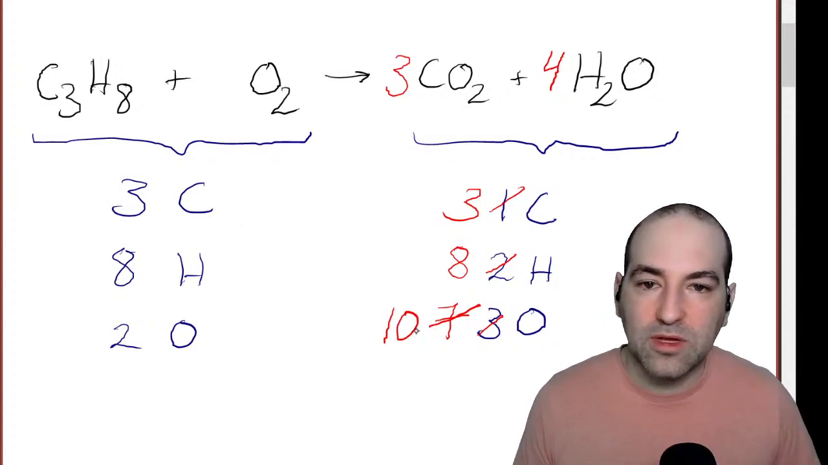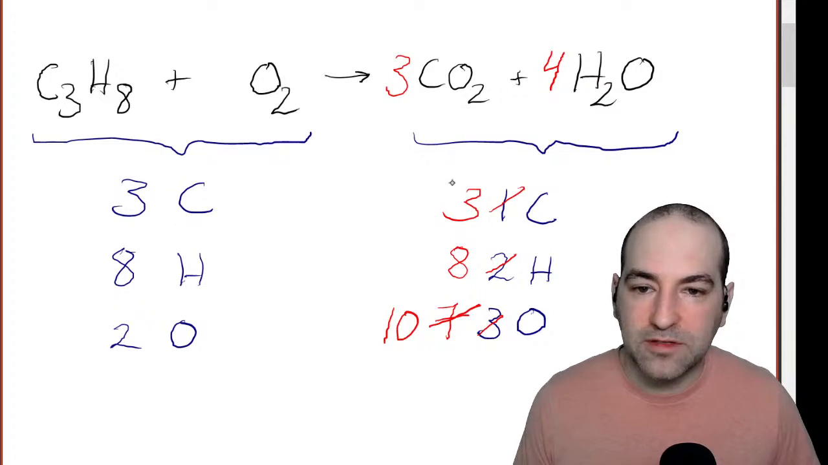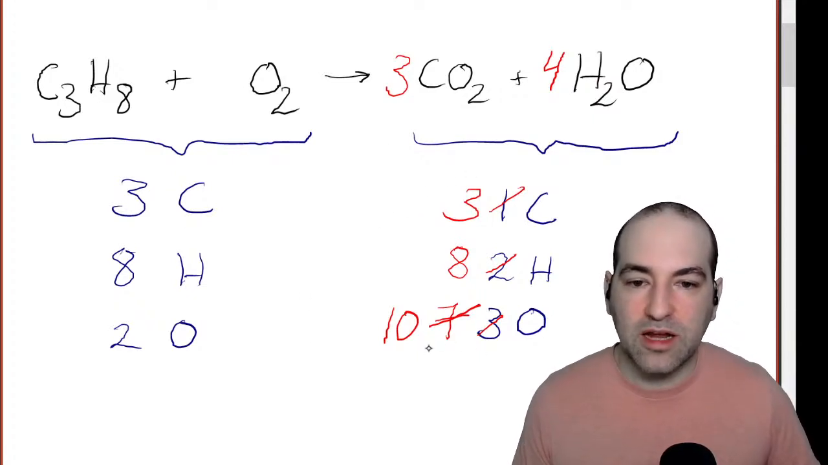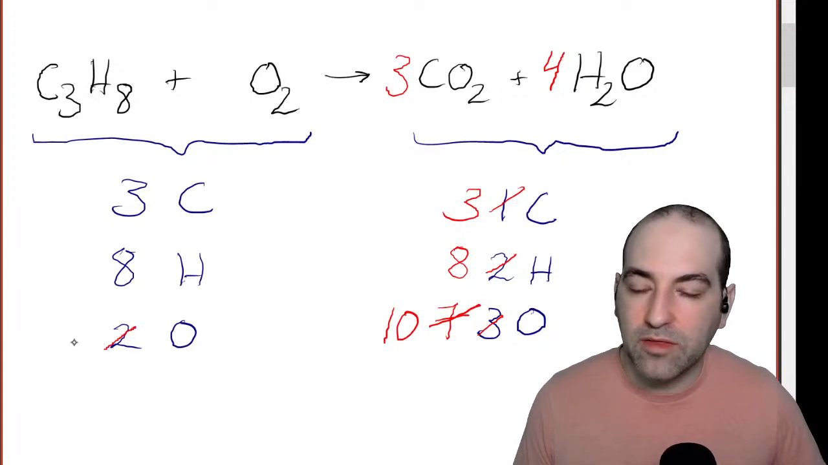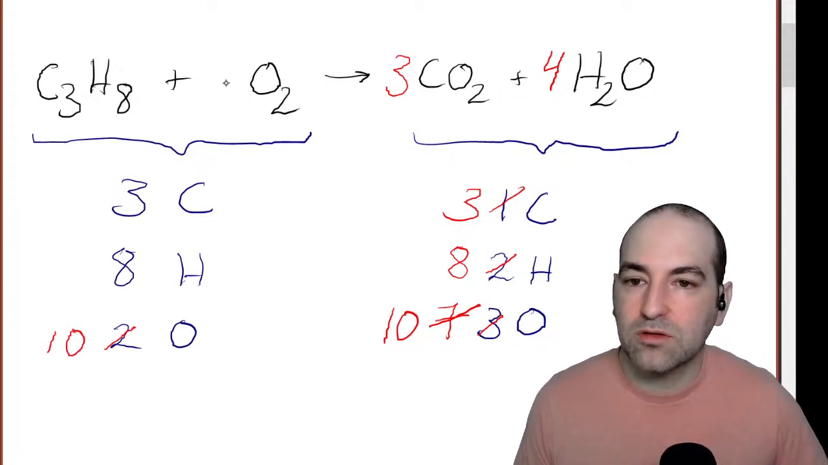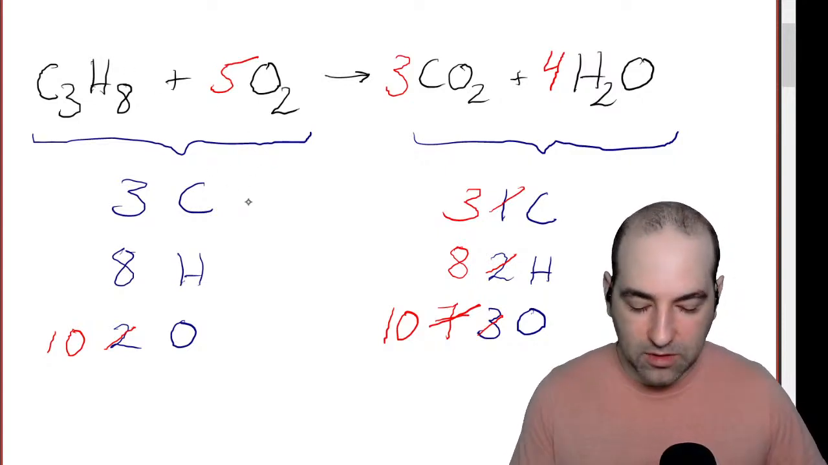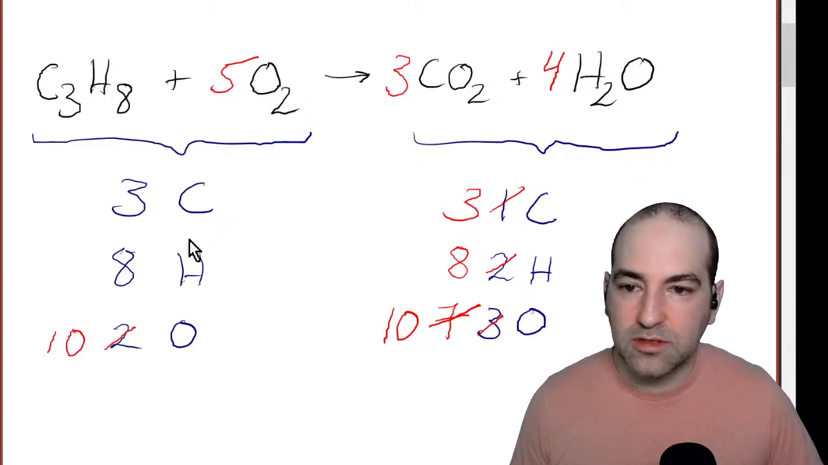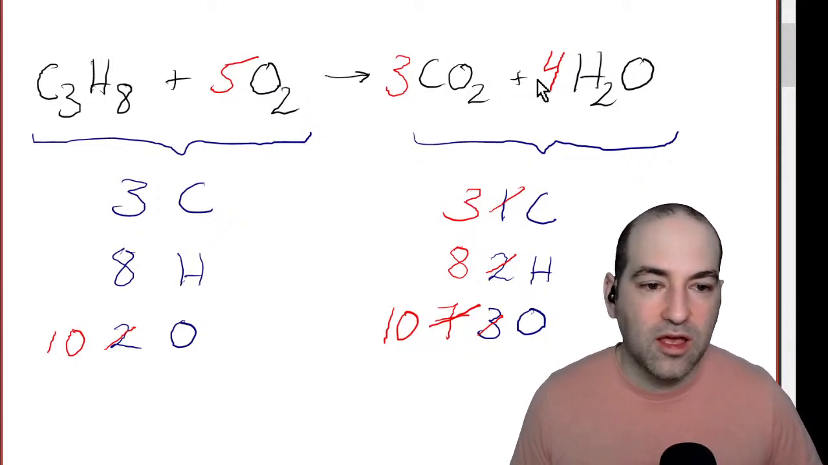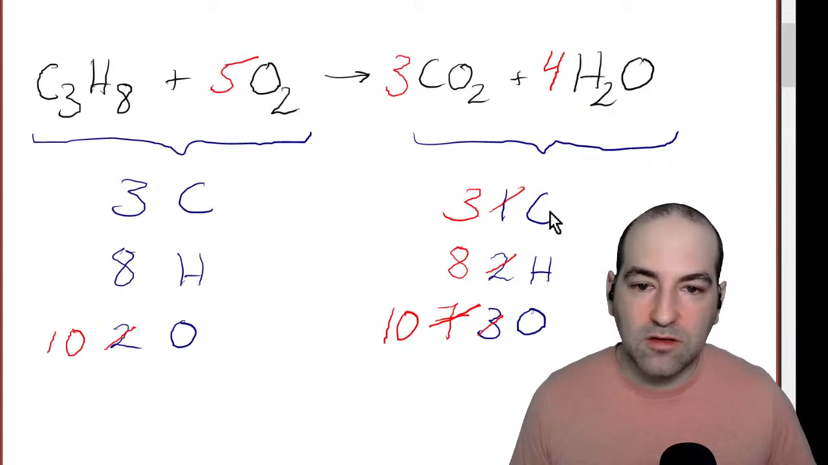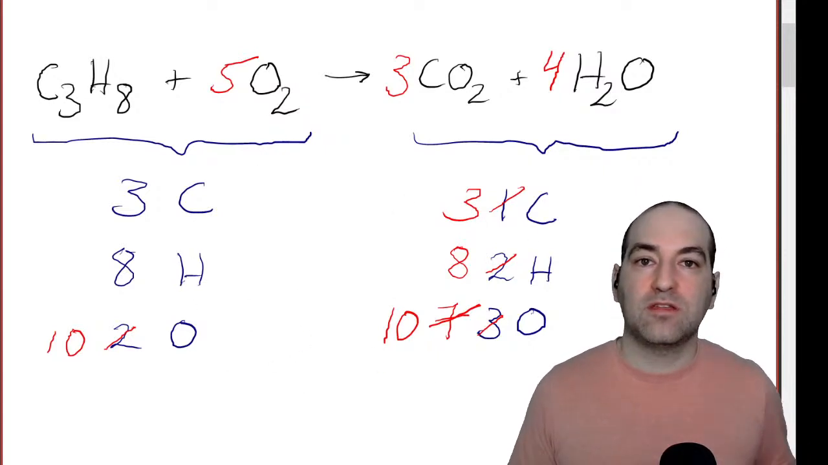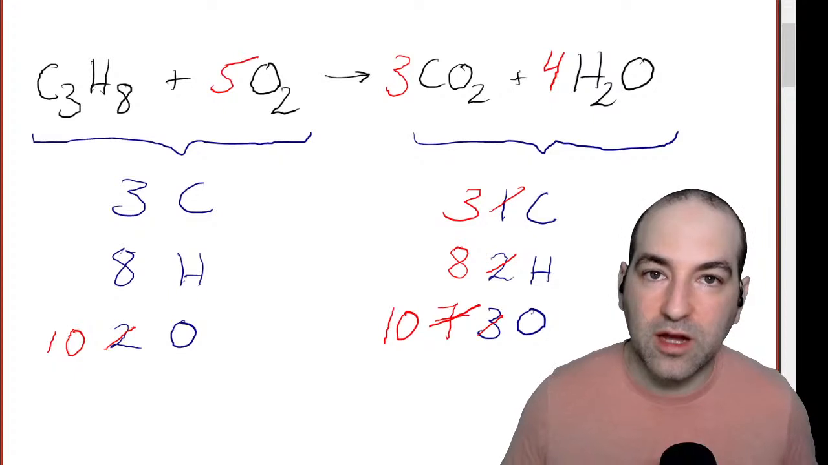So now finally we can move back over to the left, and we can say, okay, we've got 10 oxygens on the right, we want to get 10 on the left. So to do that, we put a 5 over here. And now we can check, we can look at our numbers. We've got 3 carbons, 8 hydrogens, 10 oxygens. If everything balances, meaning you've got the same number of everything, then you've balanced the equation. You're done. You've done it.